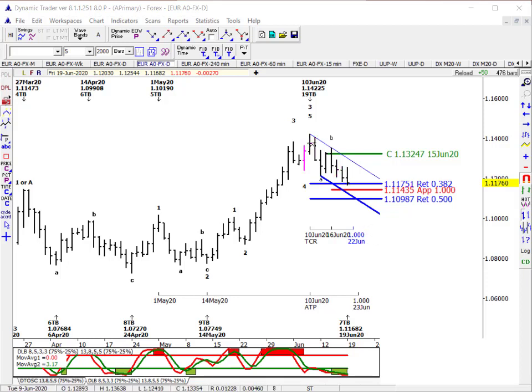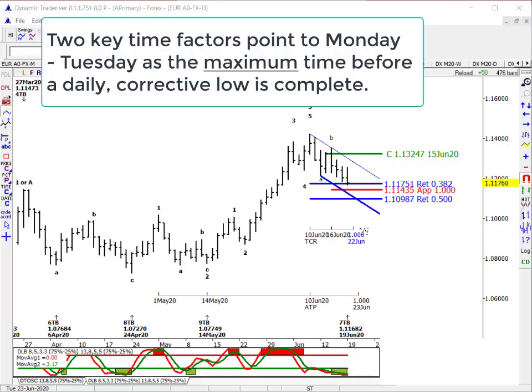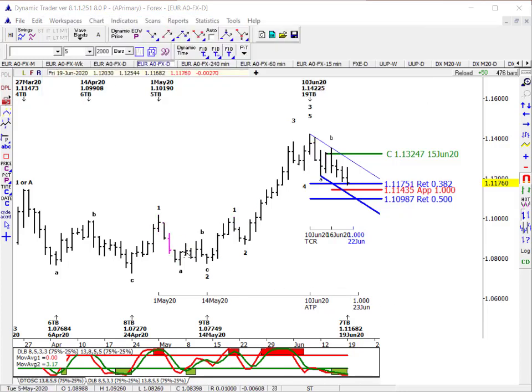Monday is the high to low. That's usually the maximum on any time frame before we have a reversal. So we would typically anticipate that we would make this daily low, which should be a corrective low on Monday. And we have one other time factor on Tuesday, which is the 100% alternate time projection of what I've labeled as a wave 2, and that's on Tuesday.